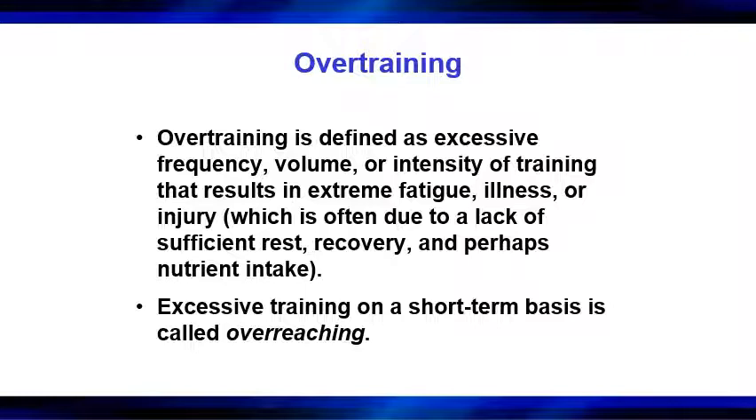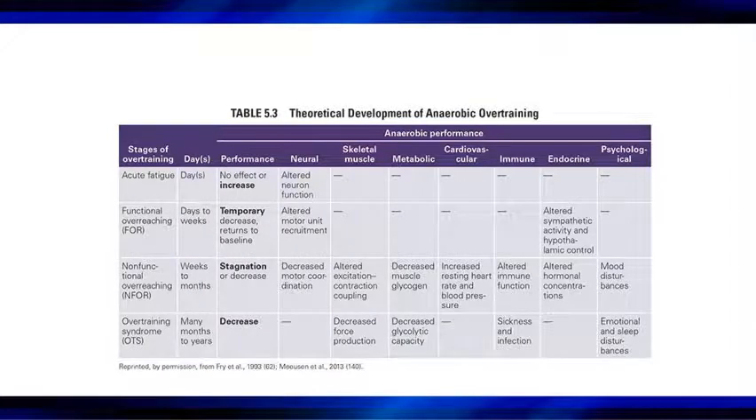And overtraining can end up involving multiple systems of the body, and sometimes it can last pretty long. It could last beyond 6 months. So we have to make sure that you're, again, getting your appropriate rest, and if you are going to do an excessive amount of training on a short-term basis and do the overreaching, that you're also programming that appropriately.